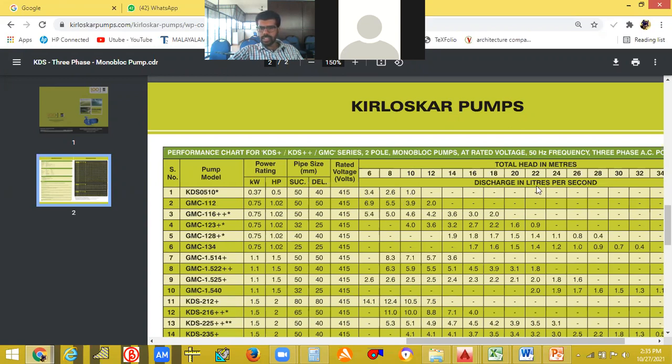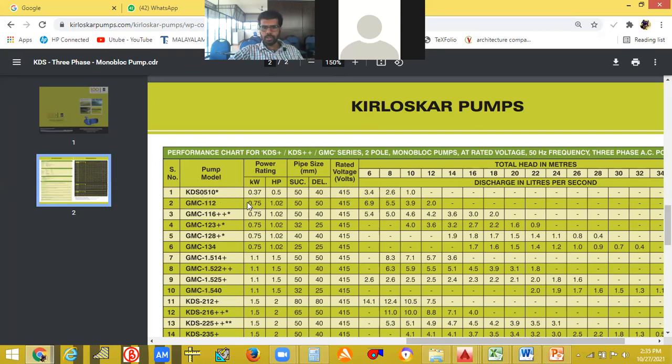So discharge is given in liter per second. So the specification of this pump is 10 meter head, 1 liter per second flow rate, suction and delivery pipe size 50 into 40 mm, and the capacity is 0.5 HP. Okay, and the pump model, you can choose this. So if you are keeping this in mind, you can go to the shop and you can say that I want a pump model of ADS 0510.